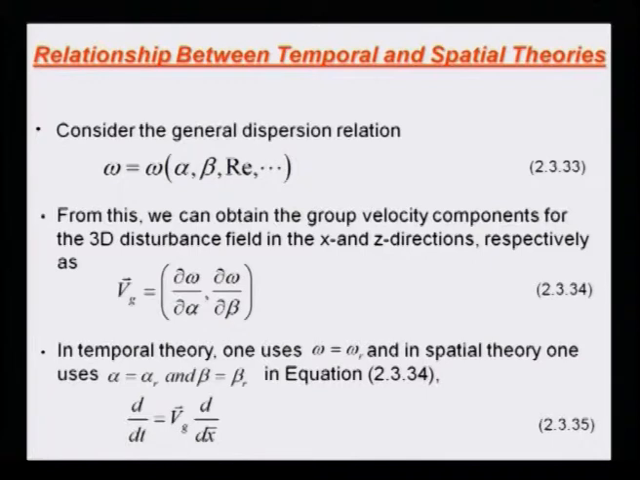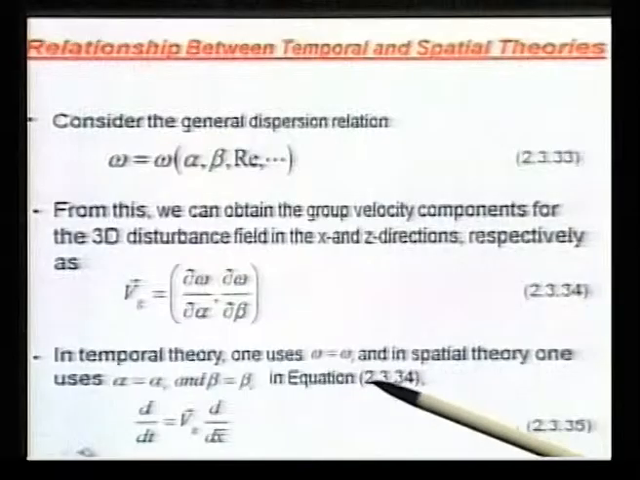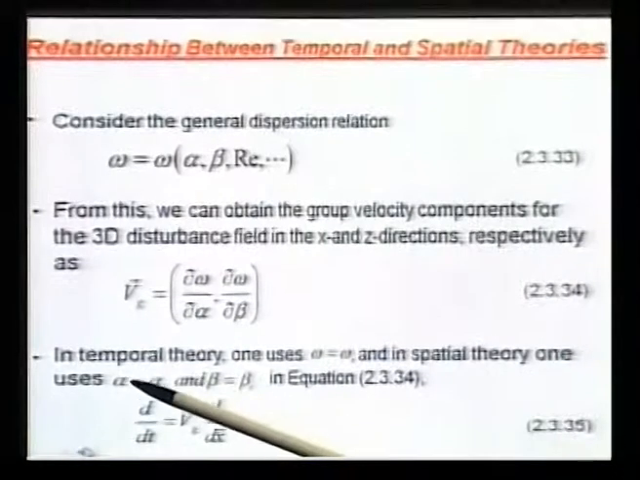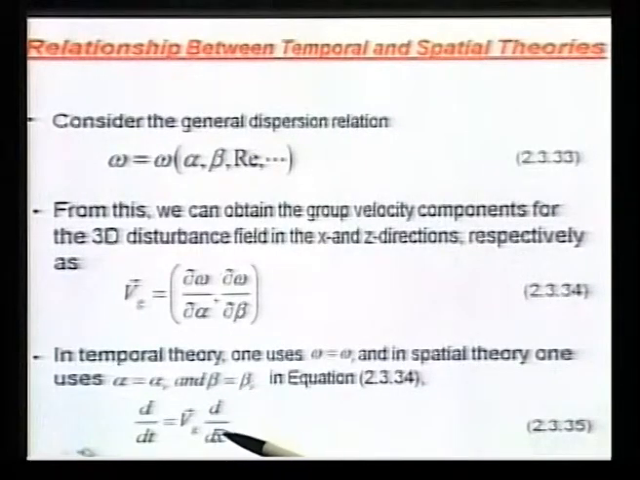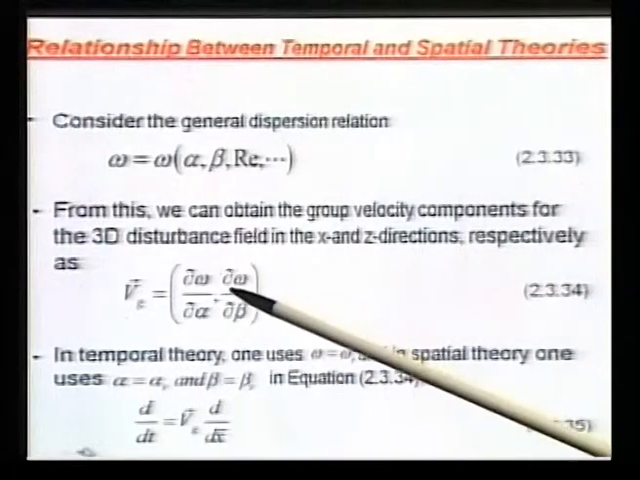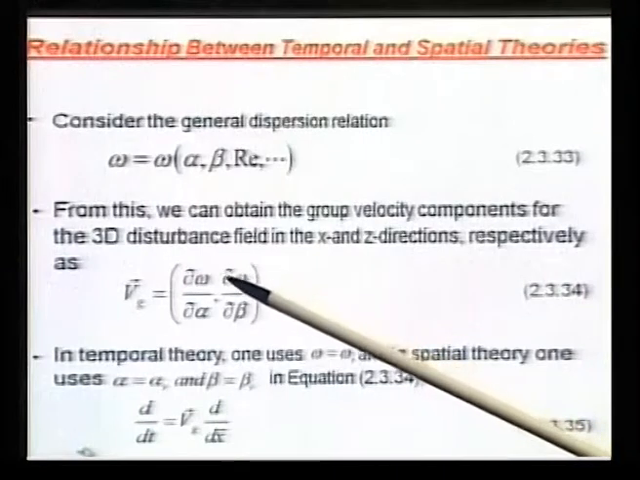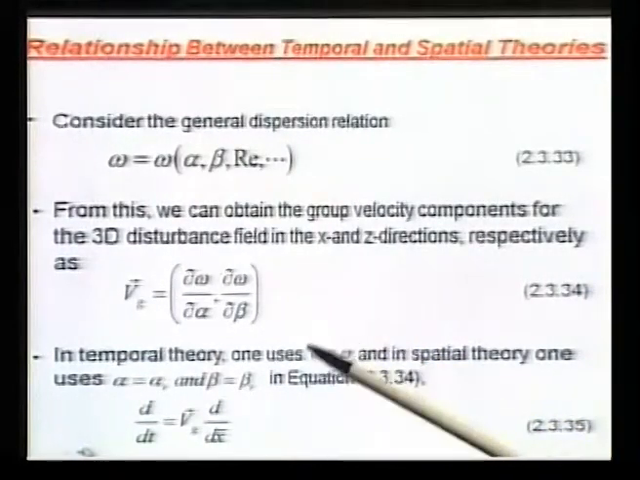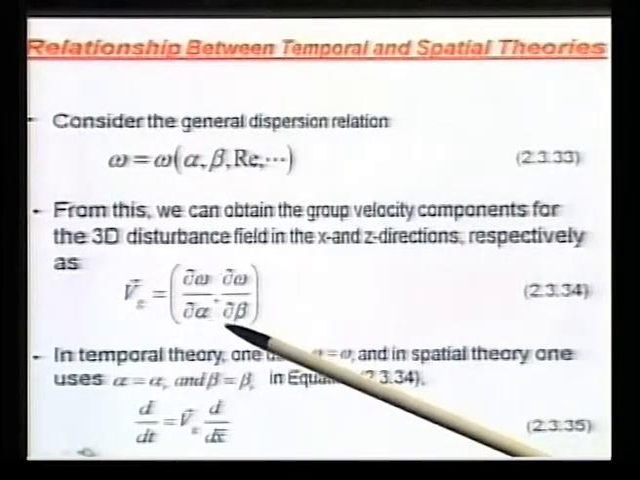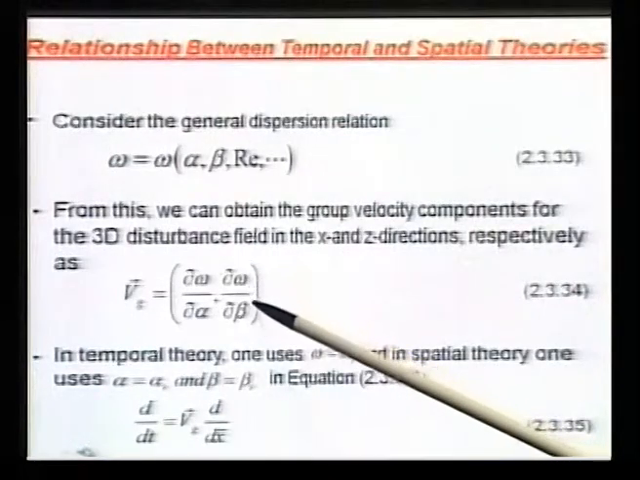Now, in temporal theory we used omega equal to omega r, and in spatial theory, well, this is not strictly a correct thing, but what it basically says is that in calculating the group velocity we will have to use alpha r and beta r. Omega is already real, and so in temporal theory what you do is take the real part of omega and differentiate it with respect to given alpha and beta, which are real. So, that is unambiguous.